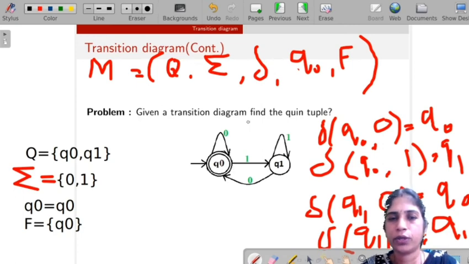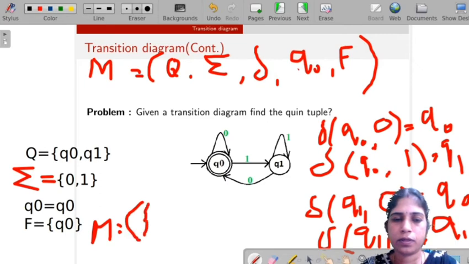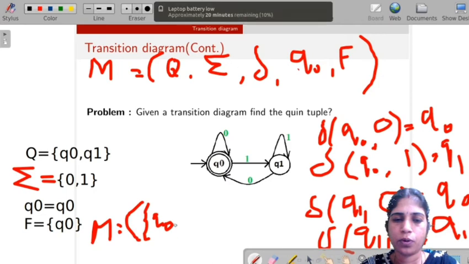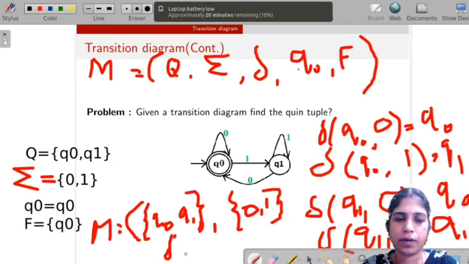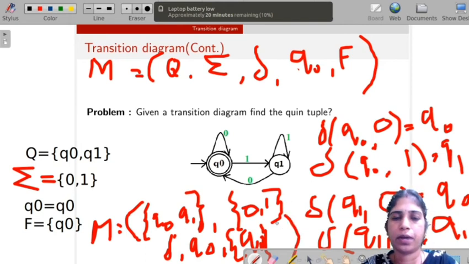Okay, so we write the quintuple. Quintuple M is equal to set Q0, Q1, set 0, 1, delta, Q0, then F is equal to set Q0. So this is our M machine.